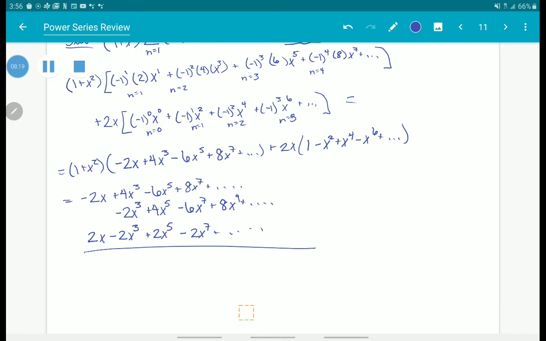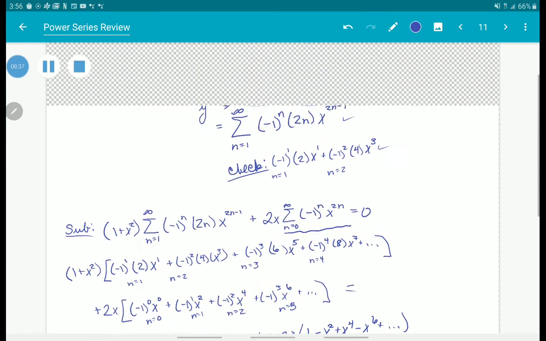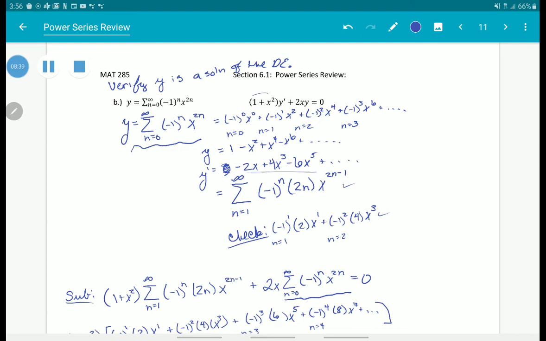So if we check out what's happening, notice those x's cancel, the x cubes cancel, the x to the fifth cancel, the x to the seventh cancel. So we can only assume that everything else is going to cancel also. So we end up getting 0 there, and that's what we wanted because we said that that differential equation in the beginning was equal to 0. So we have verified that this is true.